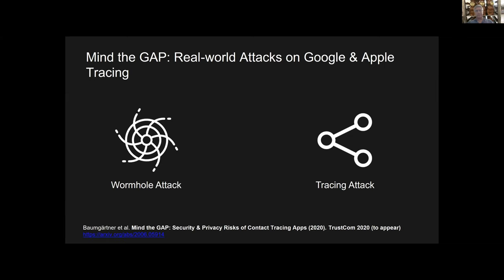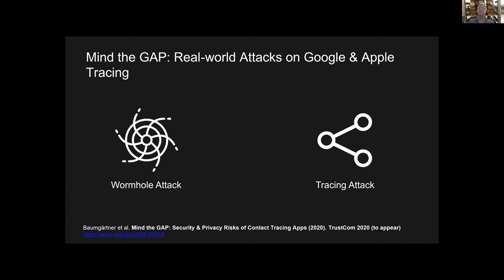And this is what we started to think: okay, besides developing our own solution, which we think has several advantages, but that is not my point here because I think all of them are not of much use, can we run a real-world attack on the Google and Apple tracing interface? The answer is yes. You can read it in our paper, which is called Mind the Gap.